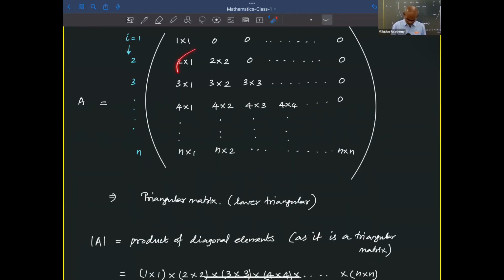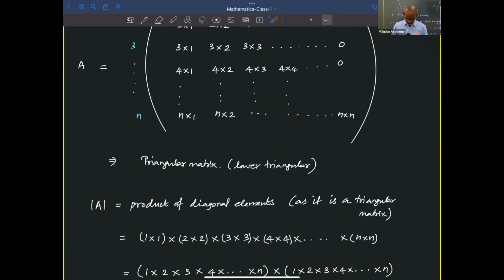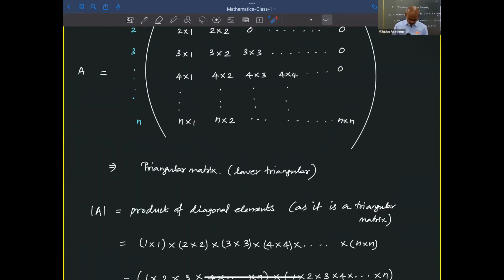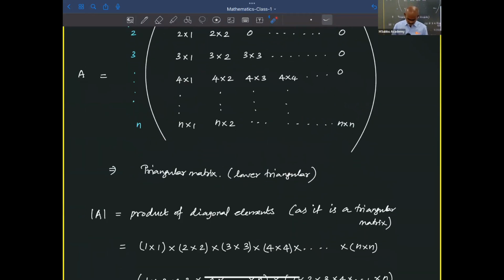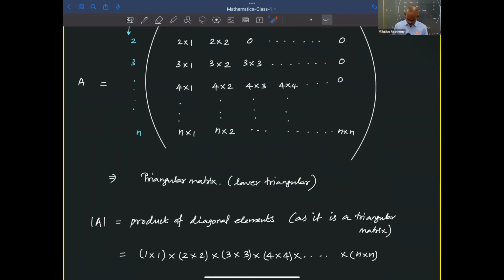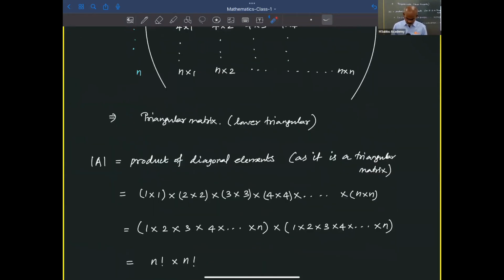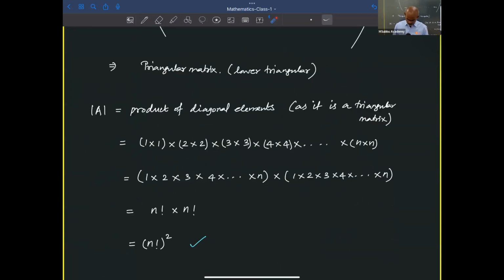And we'll be having this matrix. So what we are getting is a triangular matrix. Simply, you can get the determinant as the multiplication of the diagonal elements. So for that, we have these diagonal elements as these numbers. So you have to multiply them.